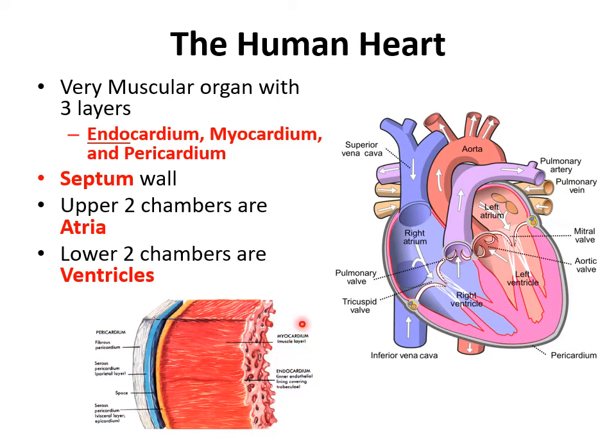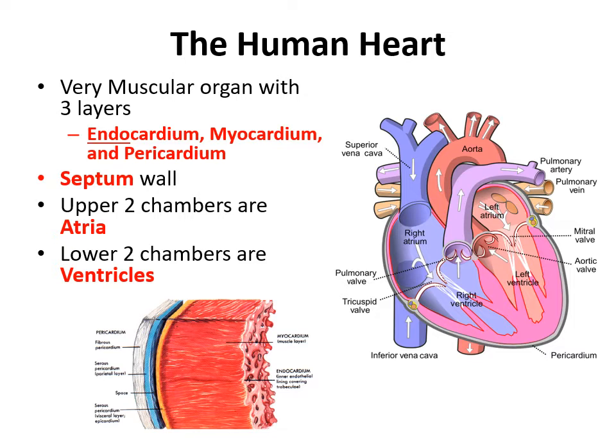Then from myocardium, I want you to circle the letter M and write middle. So the myocardium is the middle layer of the heart layers. And then you have the pericardium. Sometimes you hear it as epicardium as well, but the pericardium is your outer sac lining of the heart.